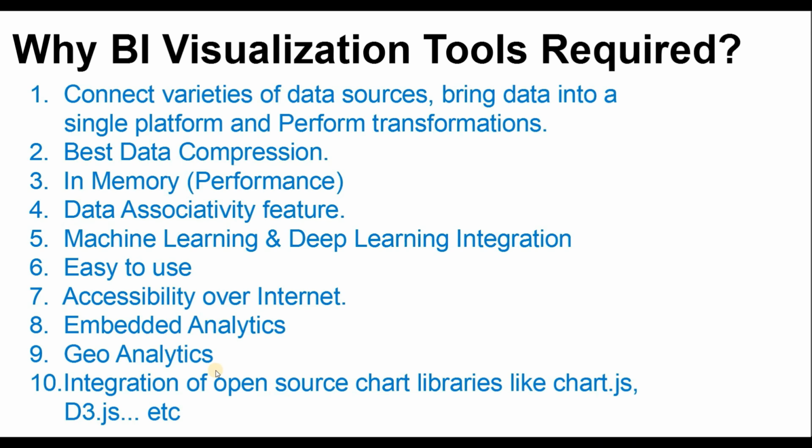Let's start with the first point, that is, connect a variety of data sources, bring data into a single platform and perform transformations. This is one of the coolest features of most BI visualization tools in the market, that they support most of the data sources available in the market. If I talk about ClickSense, by default it has around 35 plus data source connectors that include big data connectors, SQL based connectors, flat file system connectors, and API connectors. If you need additional connectors, they are available on the online ClickSense site.